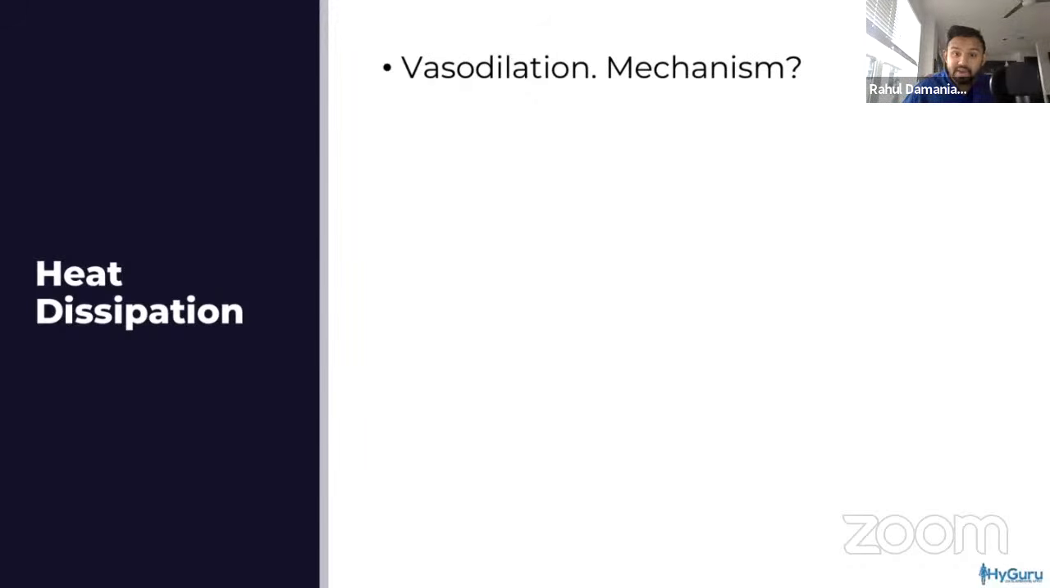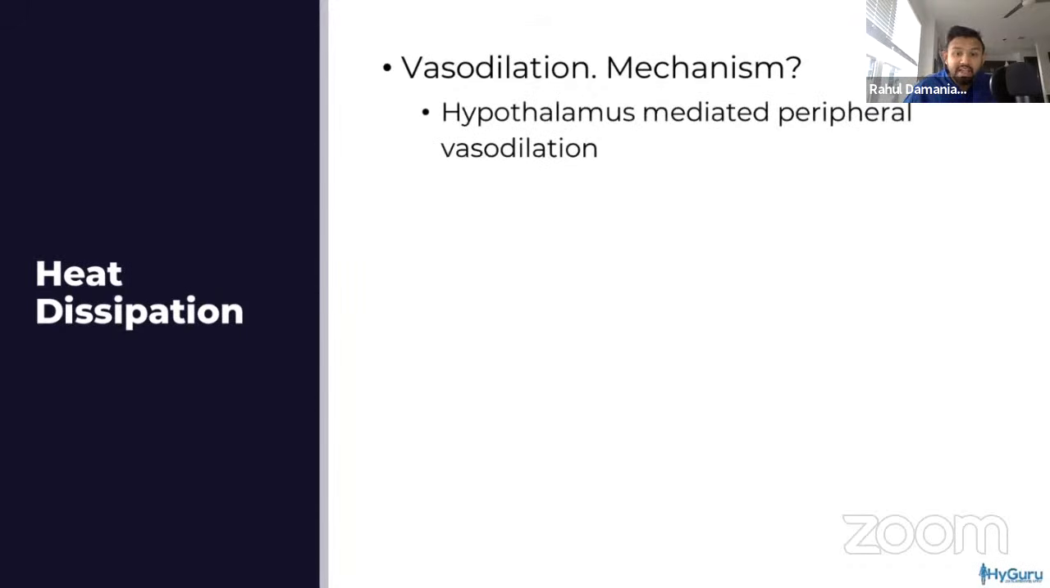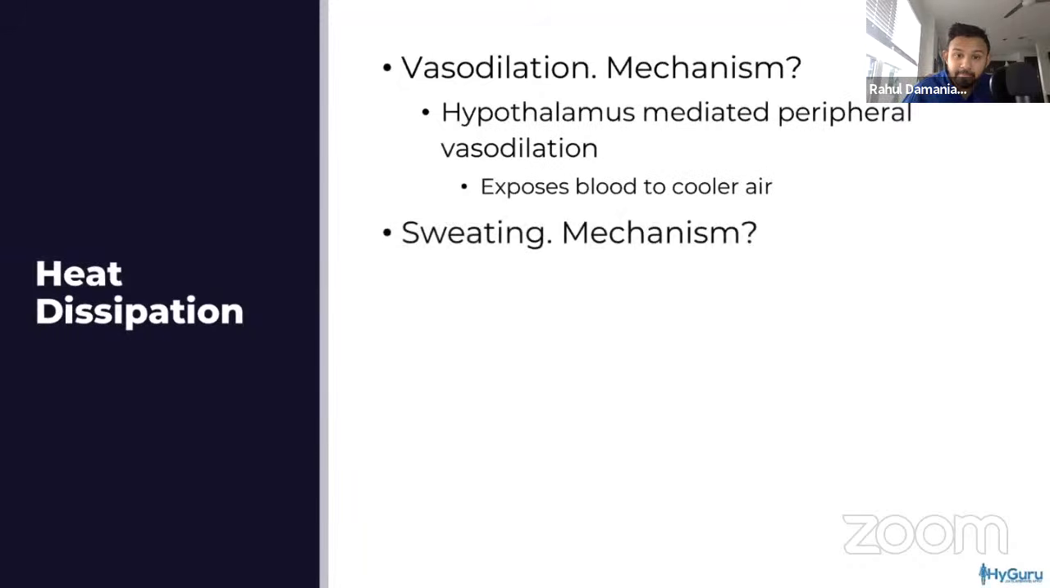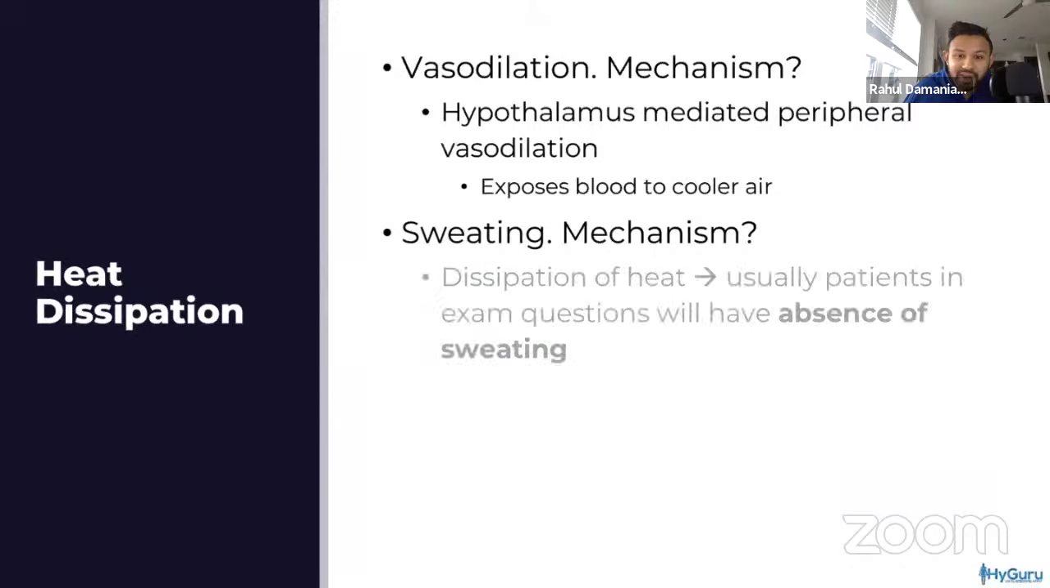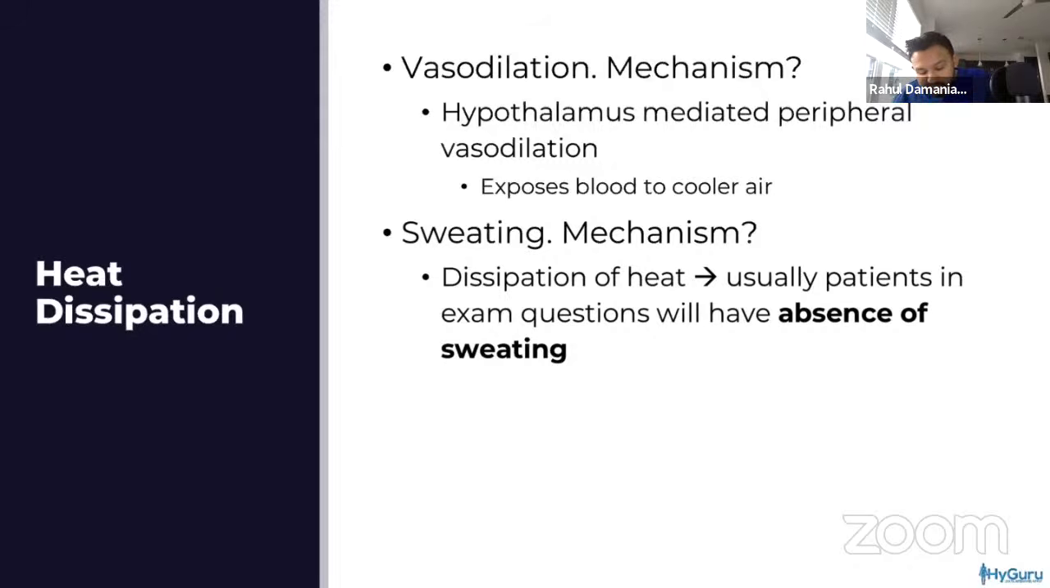Number one is vasodilation. During hot temperatures, remember, you're going to be very flushed. And the reason why is because you want to expose the blood to cooler ambient air. That's why we vasodilate. The second thing that our body does is that we sweat. And we know this because when we're talking about sweating, that is actually dissipating the heat. And so patients with heat exhaustion or even heat stroke especially will have absence of sweating in your test questions.